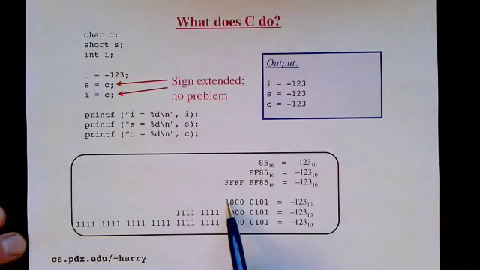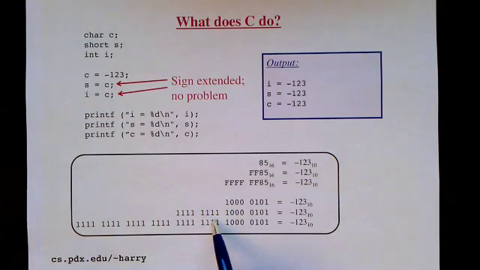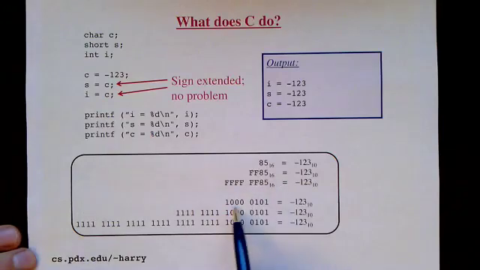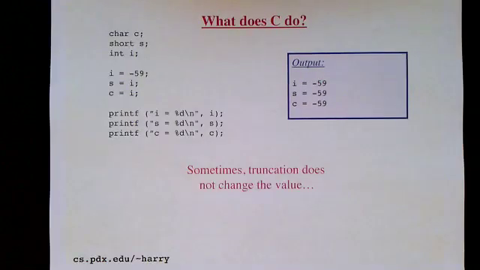See, the leading bit is 1, which means it's negative, and we extend it to a half word or a full word by just doing the sign extension and copying the 1 bit. These same numbers in hex are 85 and FF85 and FF85.